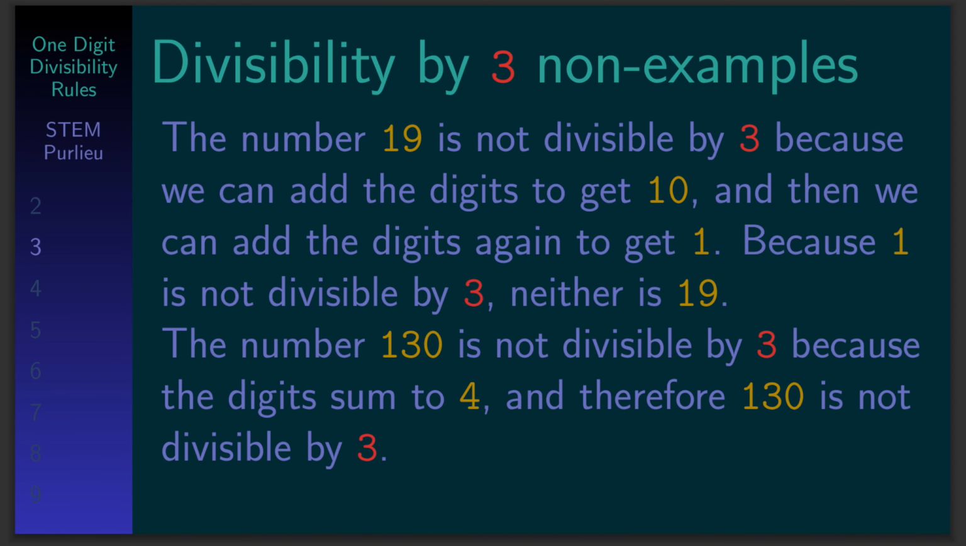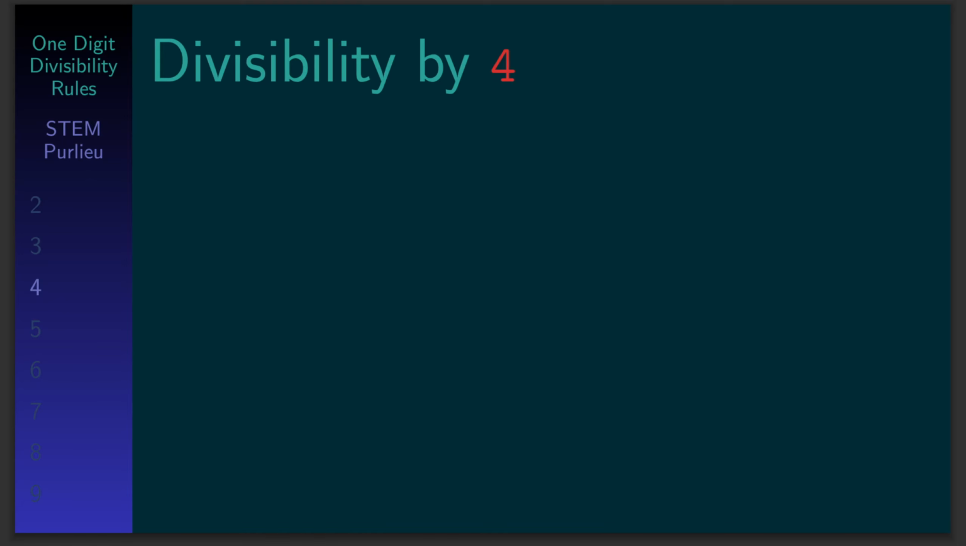The number 19 is not divisible by 3 because we can add the digits to get 10, and then we can add the digits again to get 1. Because 1 is not divisible by 3, neither is 19. The number 130 is not divisible by 3 because the digits sum to 4, and therefore 130 is not divisible by 3.